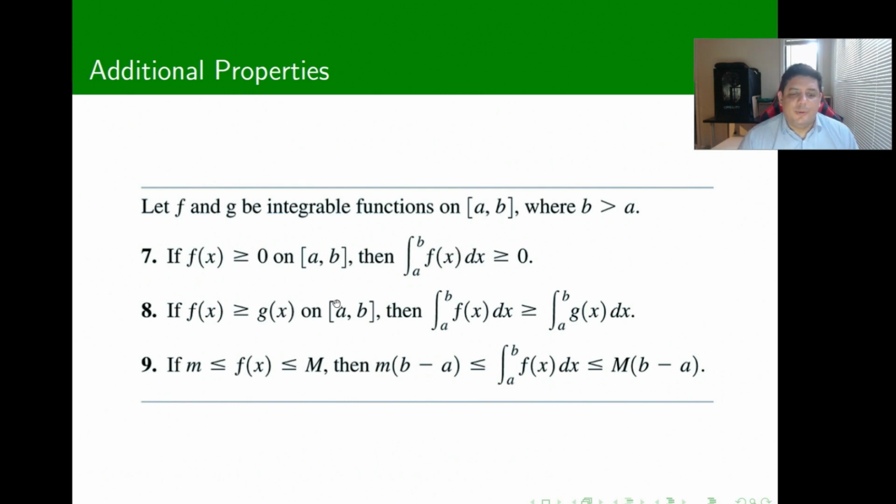Finally, a couple more properties, and then we can summarize what we just saw. If f of x is an integrable function where b is bigger than a, and the function is positive, then the area, the net area or the integral, is going to be positive. If f is bigger than g, then the integral of f is bigger than the integral of g. And if the function is bounded, then the integral, or the area, is also going to be bounded by those constants times the length of the interval.